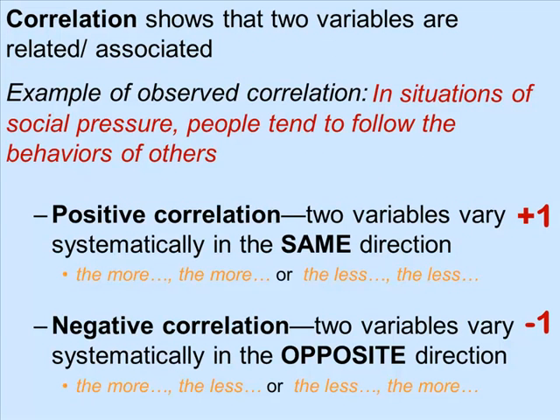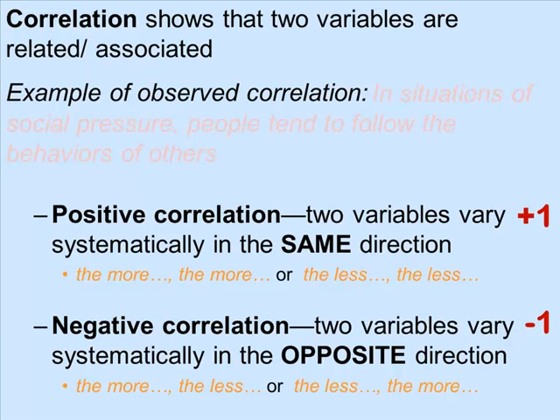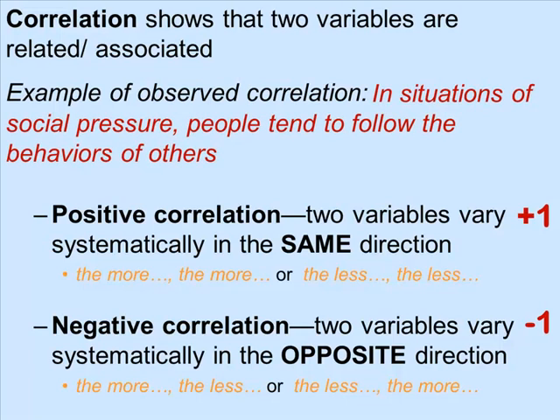Quite simply, a correlation shows that two variables are related. Having a dog and looking like your dog are two related variables. But let's use a different and a little bit more sociological example of observed correlation here. In situations of social pressure, people tend to follow the behaviors of others. First of all, correlations are divided into two types, positive and negative. It doesn't mean good or bad.